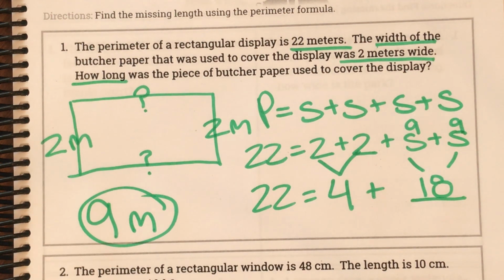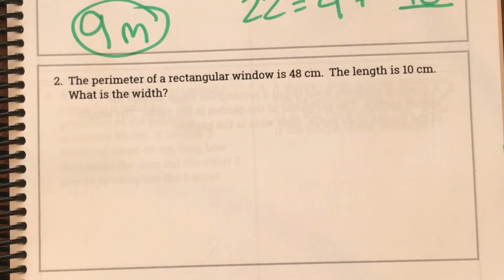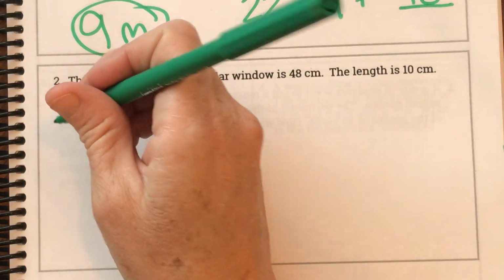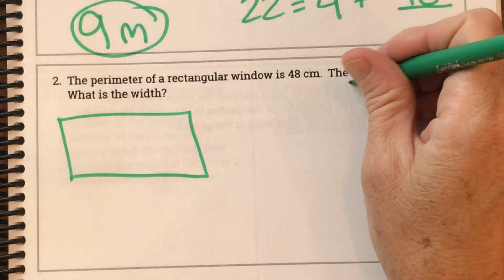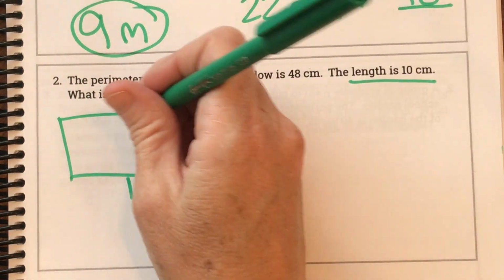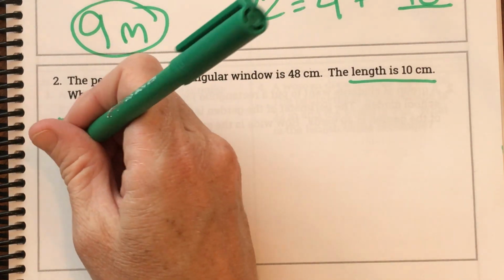Okay, let's look at our next one. This one says, the perimeter of a rectangular window is 48 centimeters. The length is 10 centimeters. What is the width? Okay, so let's draw our picture. We know the length is 10 centimeters, and we don't know our width.